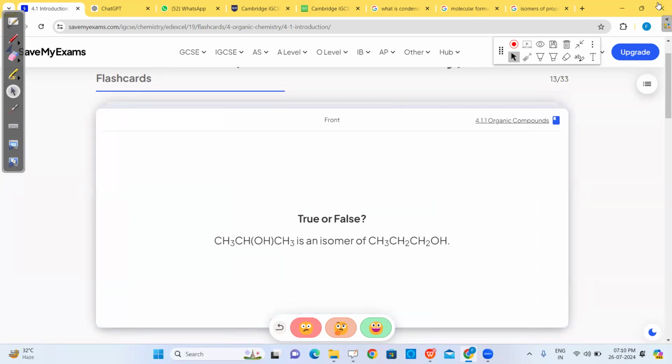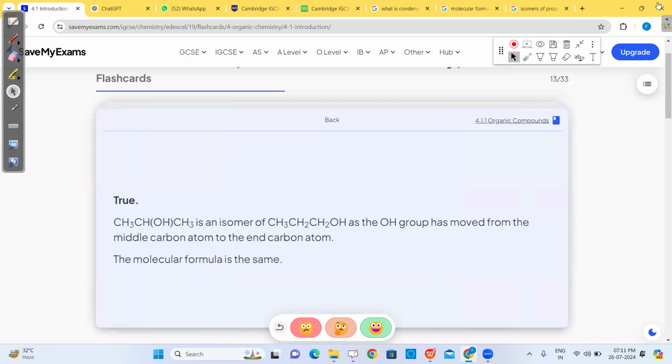So here you have CH3CHOH. This is an alcohol functional group. It is attached to the second carbon. Okay, so here you have CH3, CH2, CH2, and OH, which is attached to the first carbon. So it looks like both have the same molecular formula, but there is a change in where the alcohol functional group is attached. So looks like an isomer. Let's see. Yes. So this is an isomer as the OH group has moved from the middle carbon atom to the end carbon atom. But the molecular formula is the same.